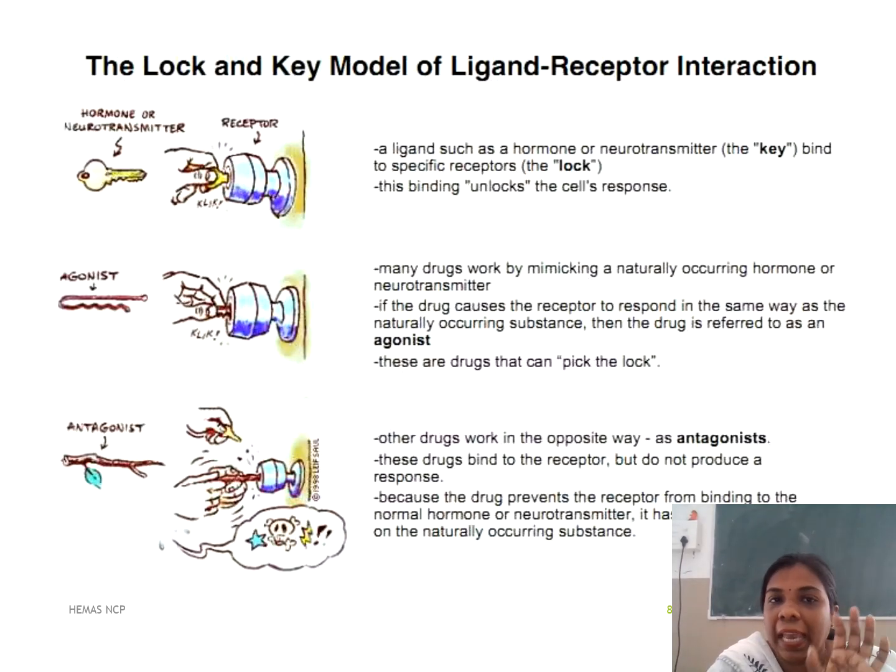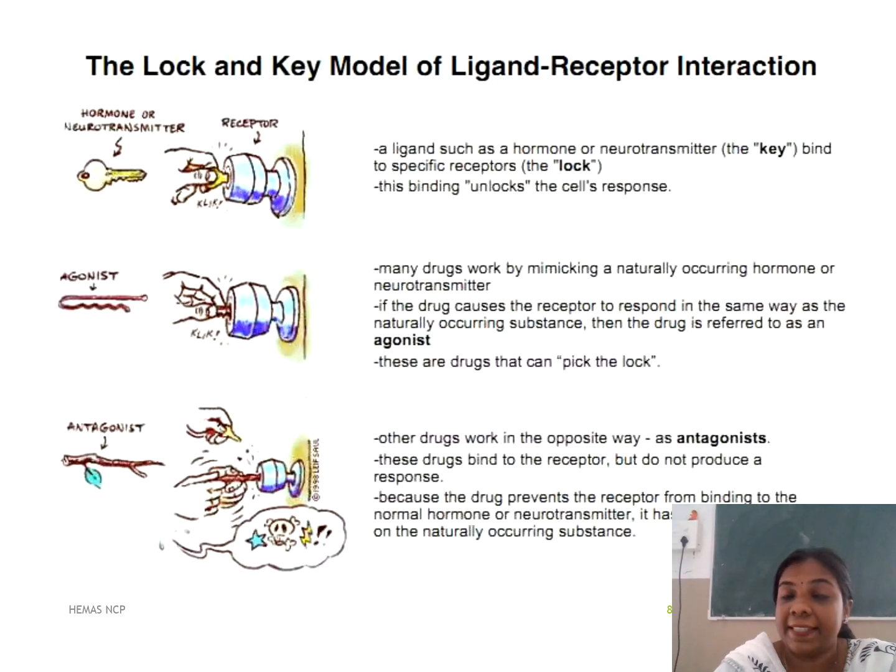So only a ligand with the correct shape, size, and chemical properties can bind to a specific receptor and produce an effect. The basic terms included in this lock and key model are: a ligand, a molecule that binds to a receptor, for example hormones like insulin, adrenaline, etc., and neurotransmitters like acetylcholine, dopamine, etc. Receptor means a protein located on the cell membrane.